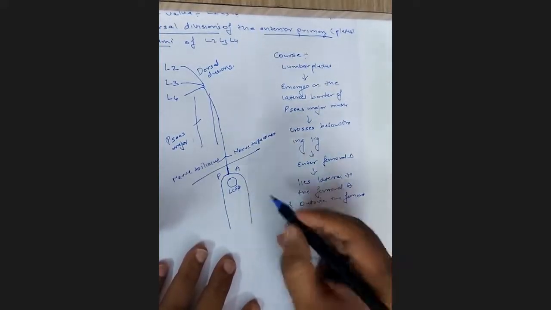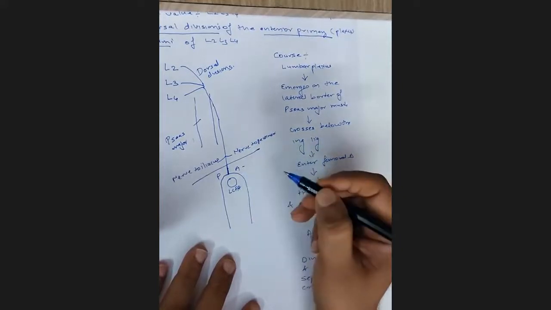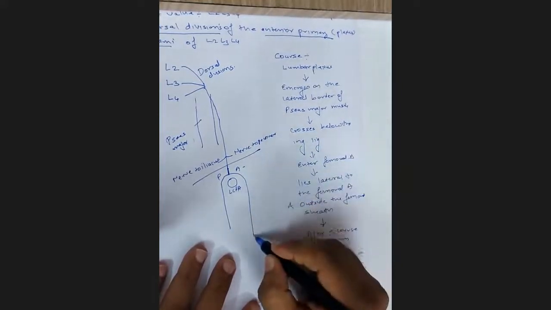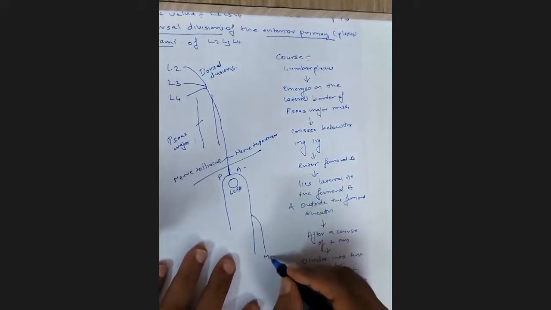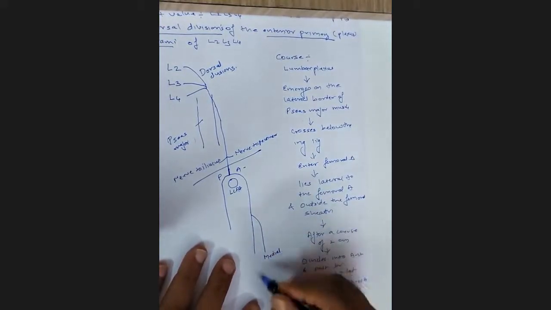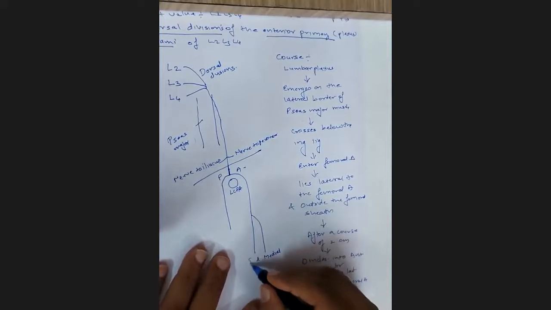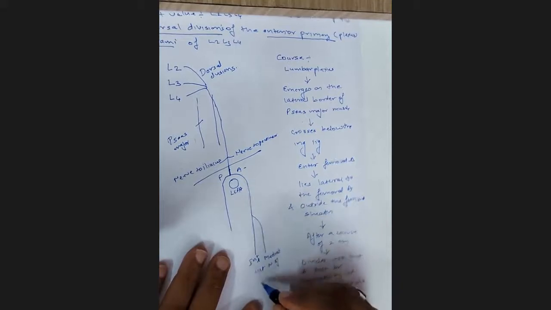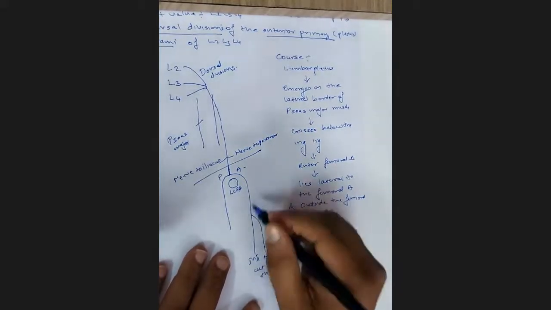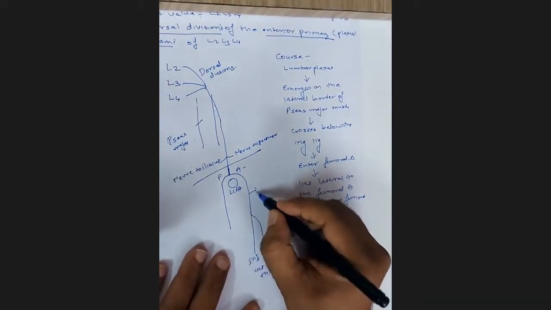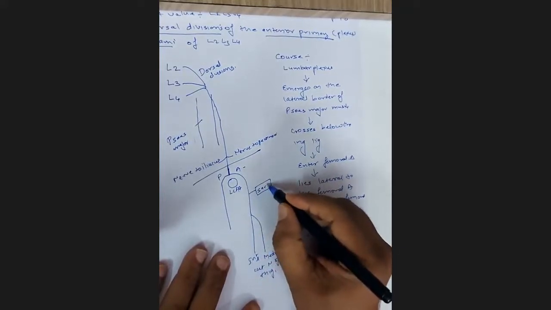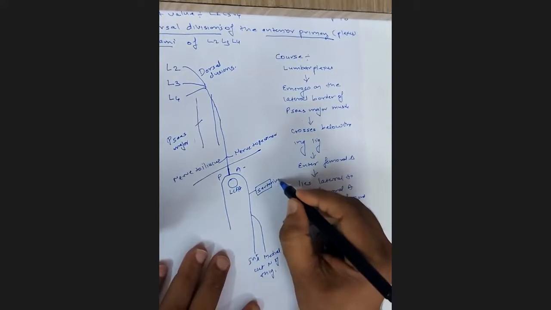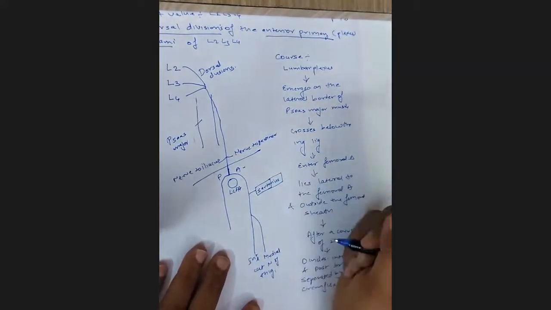Now anterior division is mostly sensory. So anterior division gives two branches, medial and intermediate cutaneous nerve of thigh, and it gives only one muscular branch, and that is to the sartorius.